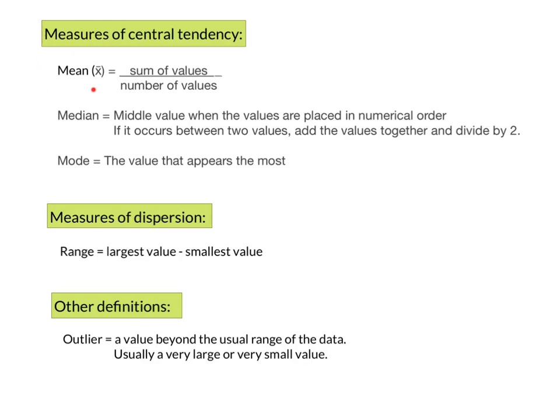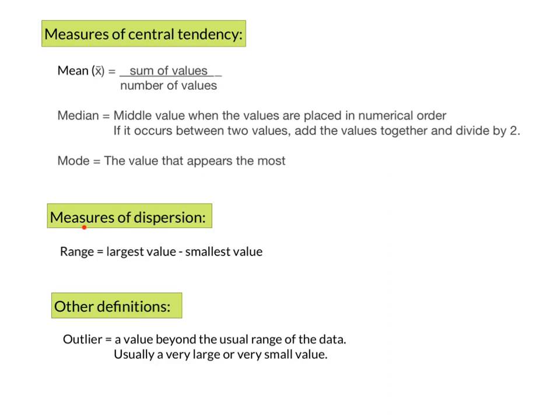Now, the mean is kind of the pure average. The symbol for mean is X bar, and the way to calculate the mean is you add all the values together, you sum the values, and you divide that by how many values there are, the number of the values. The median is the middle value when the values are placed in numerical order. If you have an even number of values, what you do is you add together the two middle values and divide by 2. The mode refers to the value that appears most frequently.